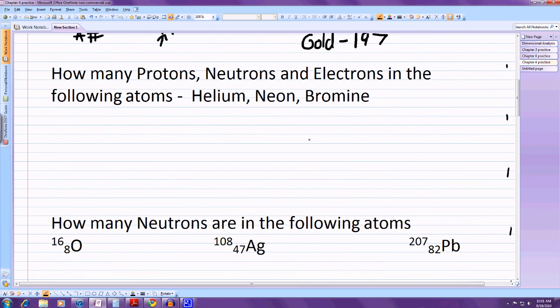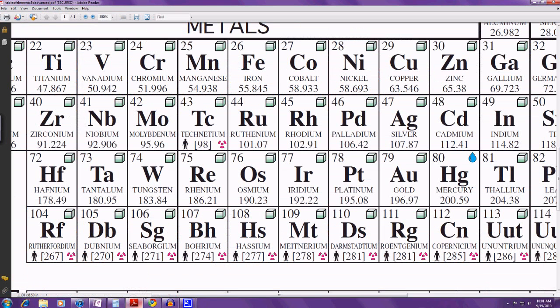Now we've got three different elements here. How many protons, neutrons, and electrons are in the following atoms? Let's see if we can calculate this. Let's start off with helium. It might help to draw our shorthand notation so we don't have to keep looking back and forth from the periodic table.